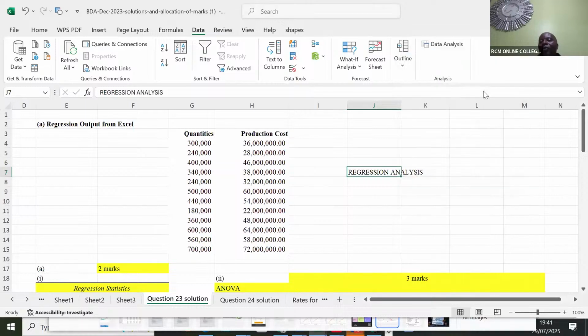So let's agree first of all, whether all of us are now able to see the data analysis toolpack here. Are we able to see the data analysis toolpack now for the evening students? Are you able to see the data analysis toolpack? Abracadabra. Somebody should be able to help Veronica.